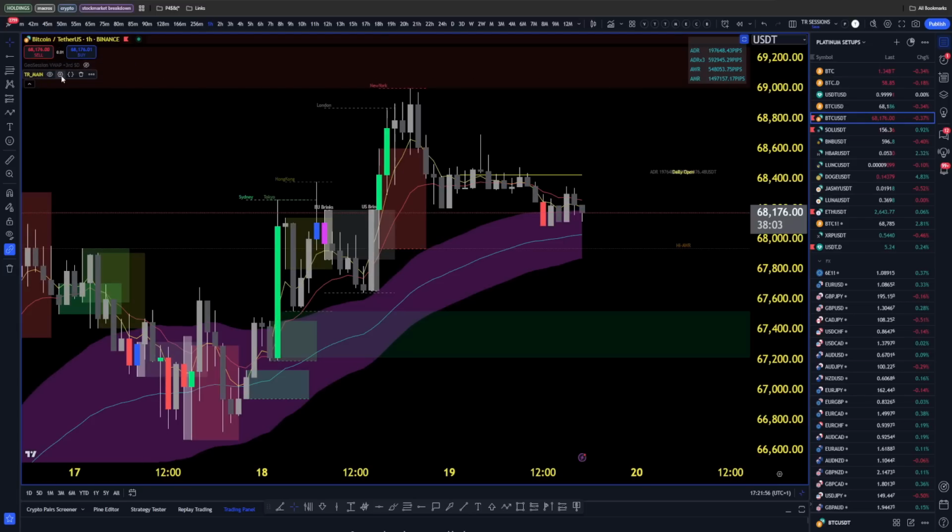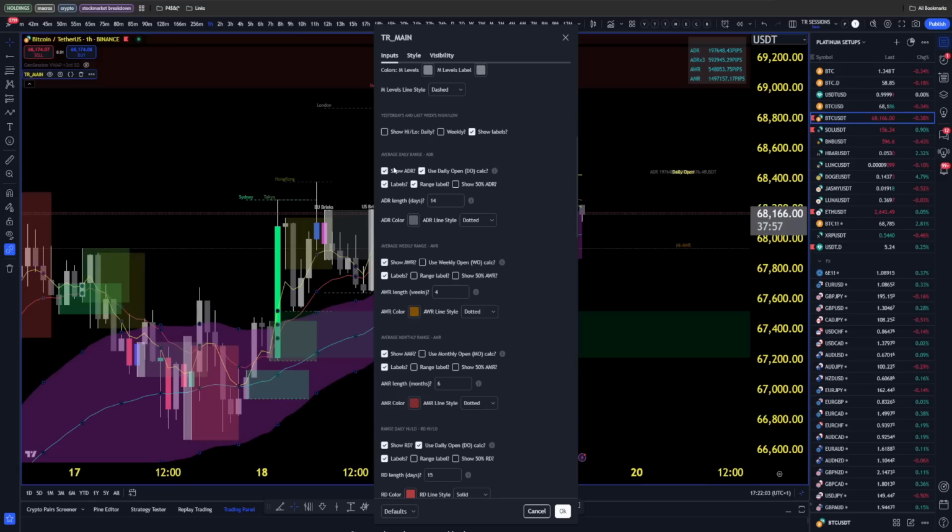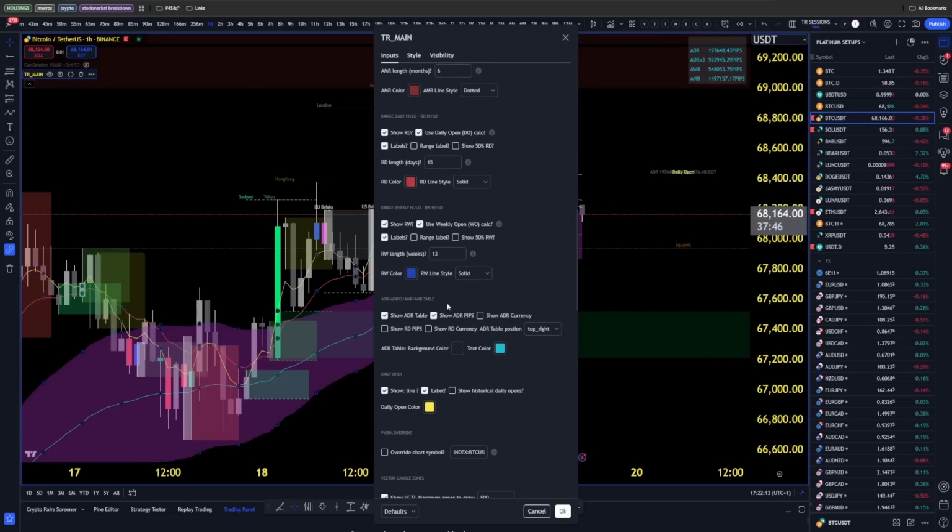Now, you can have that active, but if you've got the ADR range itself activated, you don't necessarily need the box, okay? I just have it there just for the guys in the live streams that might want to monitor it. But you don't always have to have it there. So always maintain the range daily high and low and keep it at the use daily open calculation.